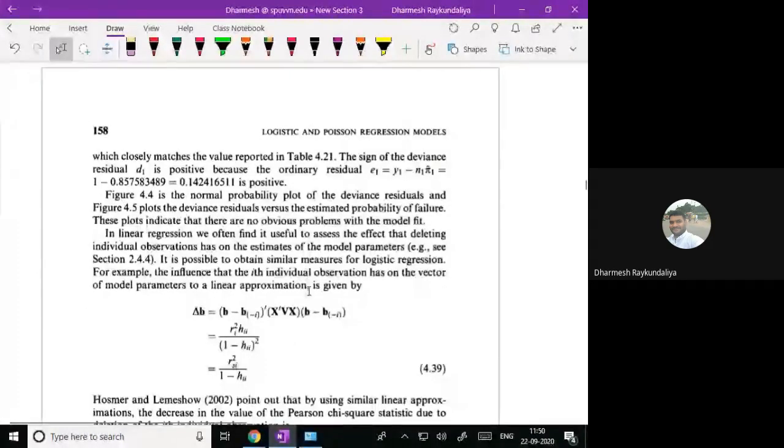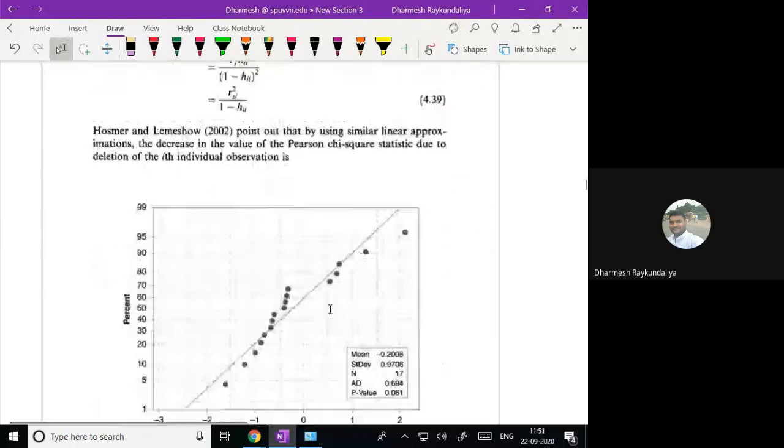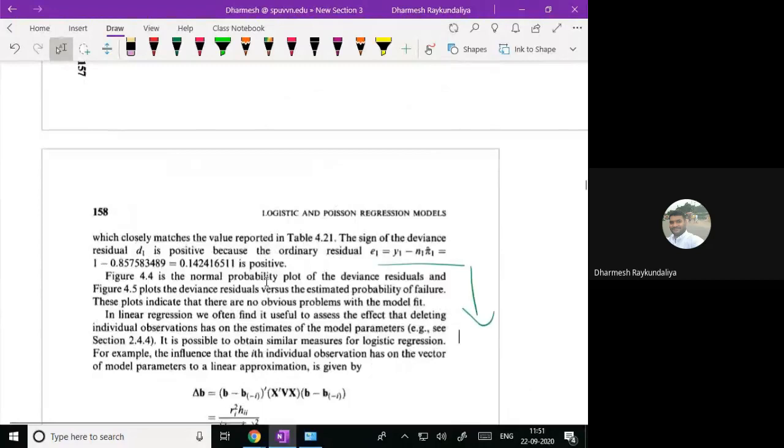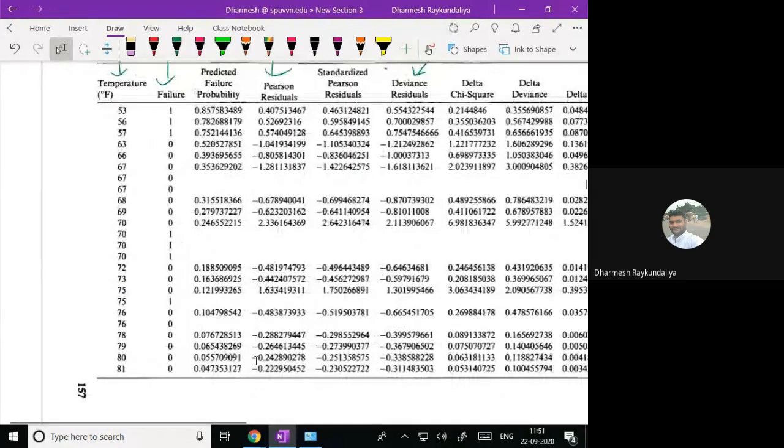So we have discussed up to this part. This part we will take tomorrow, which is to identify whether there is an influential point in the data or not. Based on the leverage, the Pearson residuals and the standardized Pearson residuals, we take the decision whether there is an outlier in the data or not. And based on the difference in the betas, the difference in the chi-square and the difference in the deviance, we take the decision whether the ith point is an influential point or not. So I think we should stop up to here.